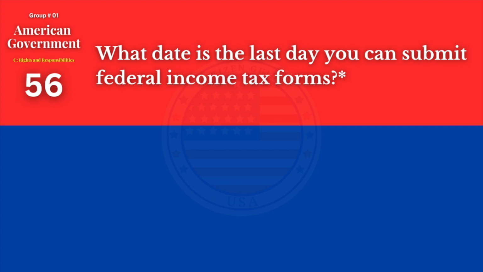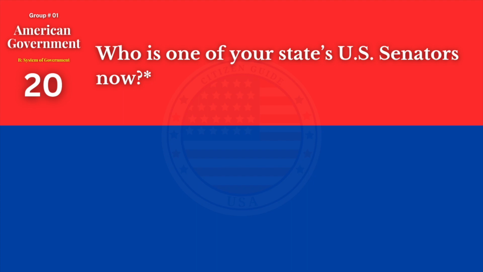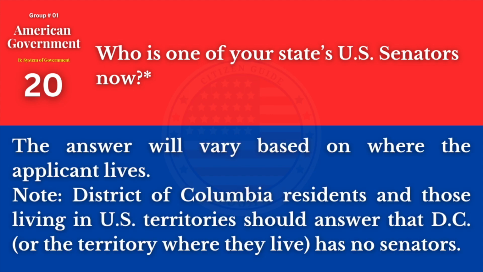What date is the last day you can submit federal income tax forms? The date is typically on or around April 15th. Who is one of your state's U.S. senators now? The answer will vary based on where the applicant lives. Note: District of Columbia residents and those living in U.S. territories should answer that D.C., or the territory where they live, has no senators.